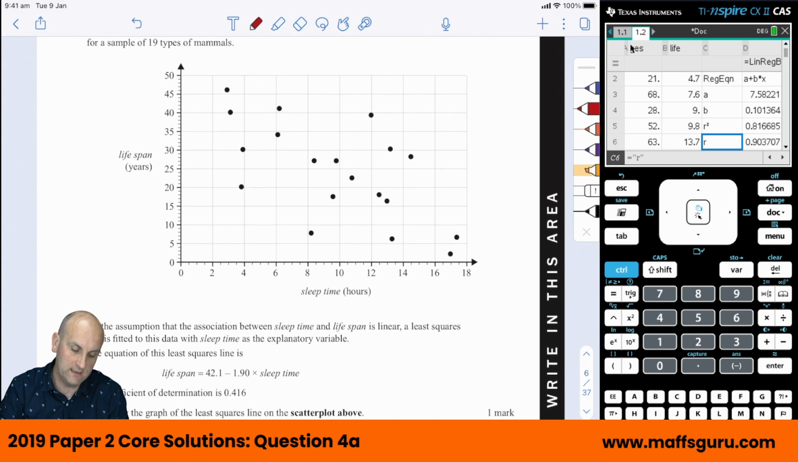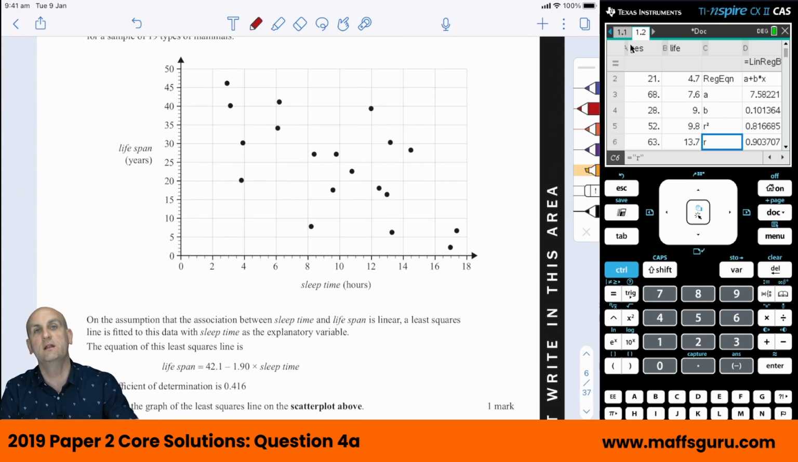Draw the graph of the least squares line on the scatter plot. You've got to do this accurately and effectively use 2 points. Now, how do you use 2 points? You don't just guess. They've given you the biggest hint here with the equation.